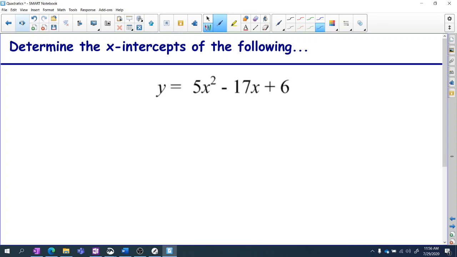Determine the x-intercepts. Here's a parallel I drew earlier. Say, well, I know how to do that. I make y equal to 0. This right now is a quadratic function, but as soon as I replace y with 0, now it's a quadratic equation.